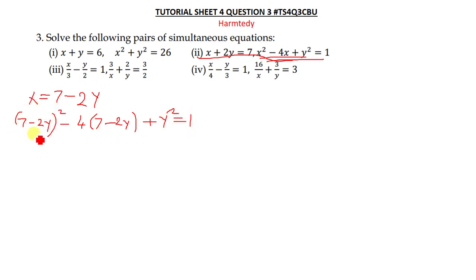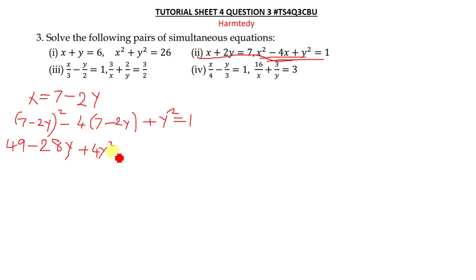So when you simplify this, 7 times 7 will give you 49. When you expand it properly, you are going to get negative 14, so this will be negative 28y, and then you also get plus 4y squared. If you want to know how I'm expanding this, you can inbox me. I'll send you a tutorial video which explains how to expand quadratic functions.